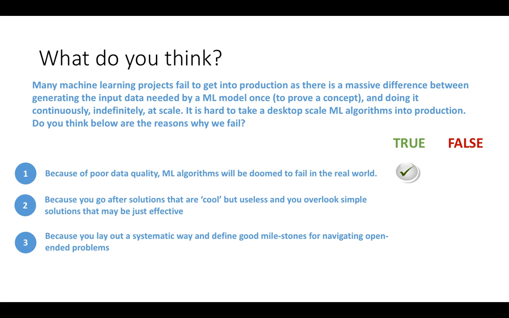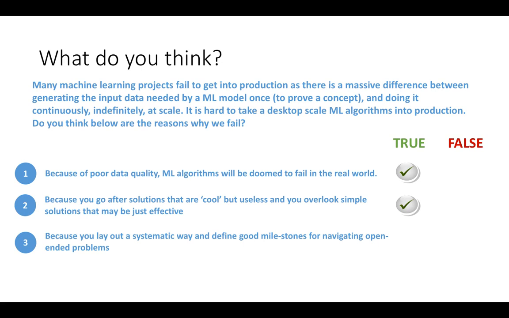The second point is, because you go after solutions that are cool but useless, and you overlook simple solutions that may be just as effective. That is another reason why a lot of projects fail, because we are fancied by a lot of these hi-fi things, and then we try to do something called overfitting of our models and spoil the project. Anyway, I will be using some terminology. Don't worry, we'll explain all that terminology in a very systematic way in the future lessons.